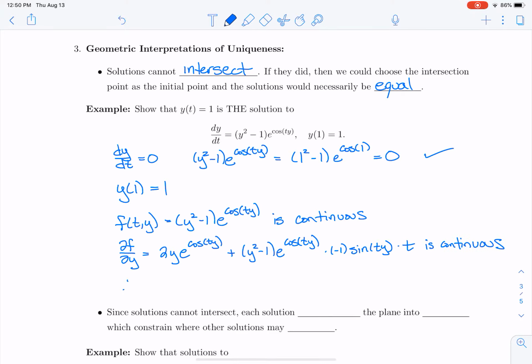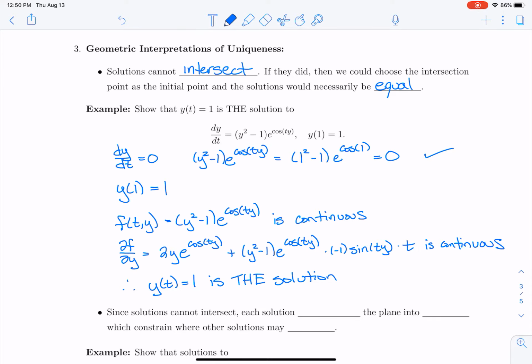Okay, so therefore, our solution must be unique. So we can say that the solution that we found, y of t equals 1, is not only a solution, it is the solution. So that's a consequence of uniqueness. I was able to show that y of t equals 1 is the solution.